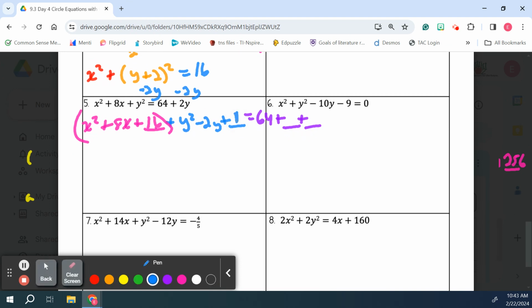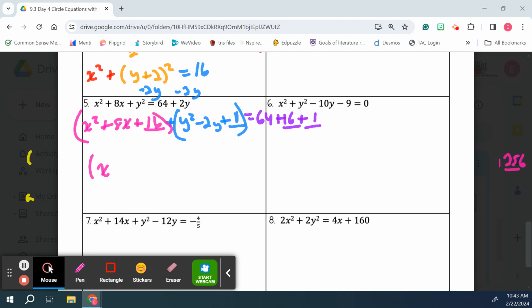Okay, so now I'm adding in over here that 16, and I'm adding in that 1. So now we factor. This is going to be x plus or minus what? Devin.